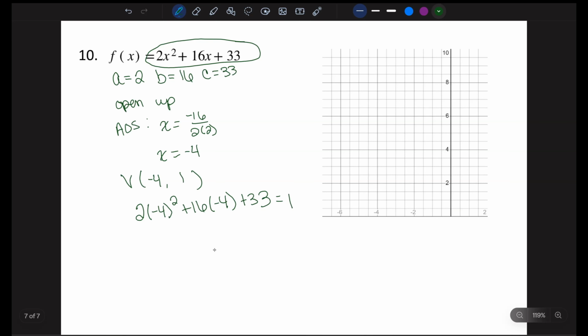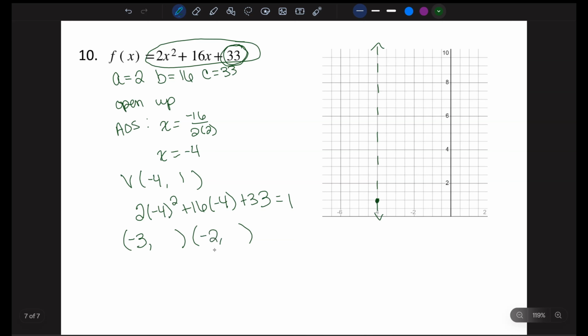So I'm going to go ahead and plot my axis of symmetry, which is x equals negative 4, and my vertex, which is negative 4, 1. Now I need 2 more points. Now if you look, this is your y-intercept. That's not going to be helpful because this graph is only going up to 10. So we're going to go ahead and pick 2 numbers to the left or to the right of my axis of symmetry. So I could do negative 3 and negative 2, or I could do negative 5, negative 6. I'm going to do negative 3 and negative 2.